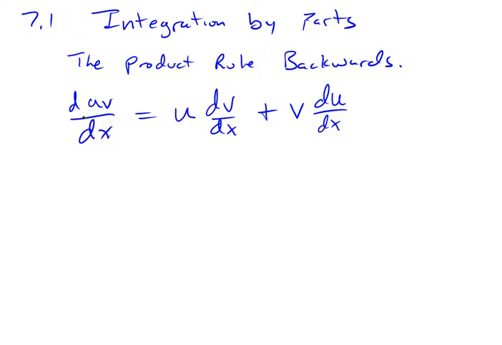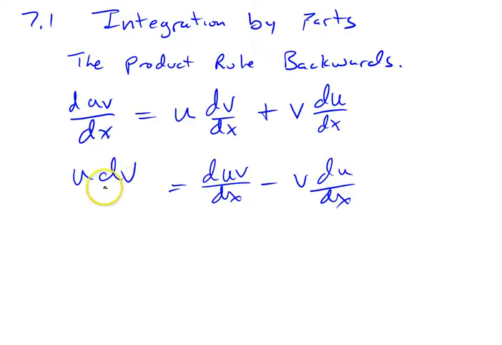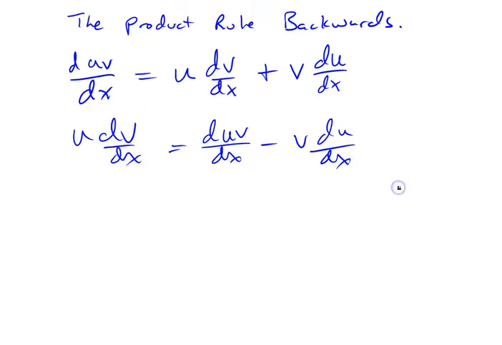Okay. So now I'm going to rearrange this a little bit and see if I can turn it into some antiderivative formula or some integral formula. The way I'm going to do this is I'm going to take this v du/dx and bring it over to the other side, and I'm going to reverse the sides. So I've got d(uv)/dx minus v du/dx, and that's equal to this thing that's left by itself, u dv/dx. So this is just the product rule, but I've rearranged things a little bit.